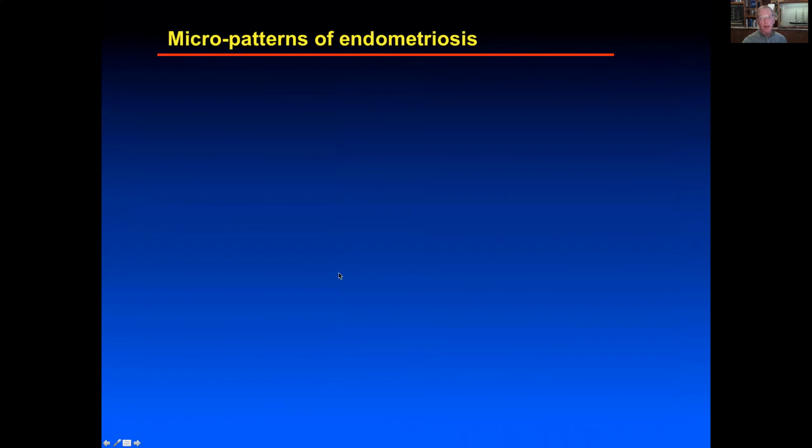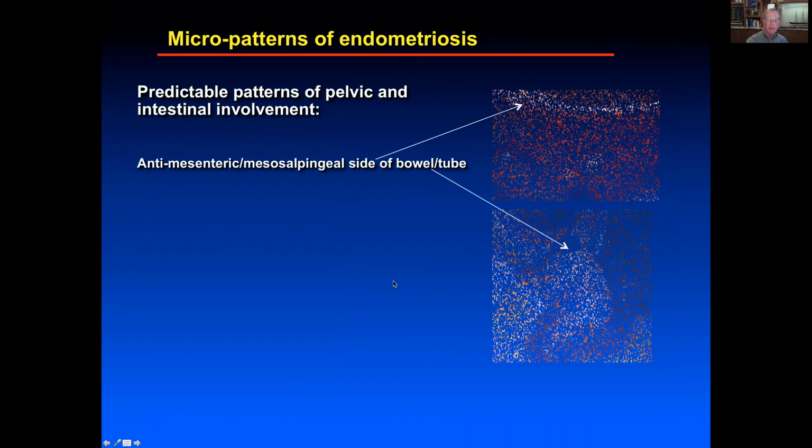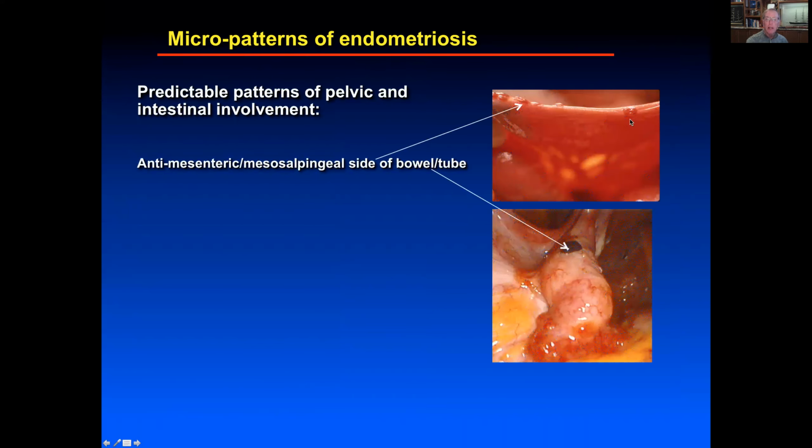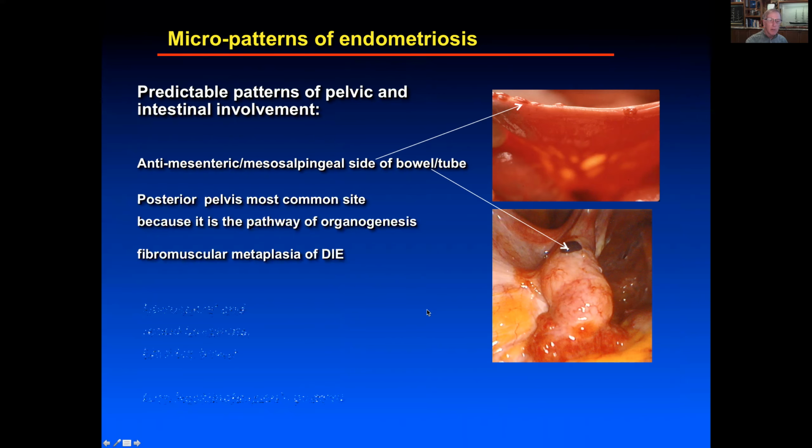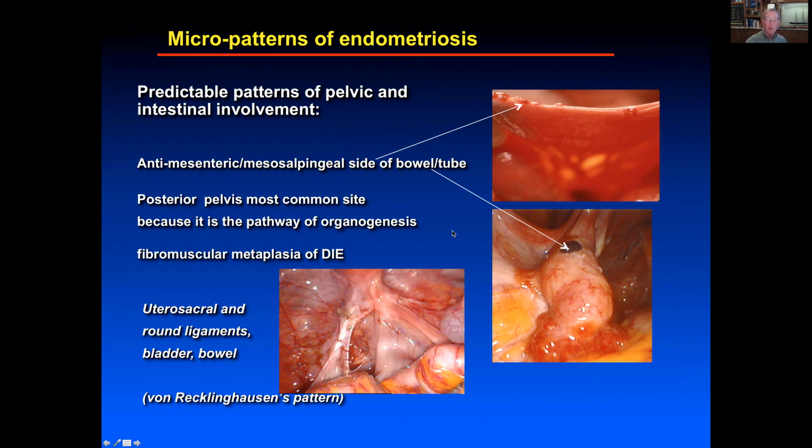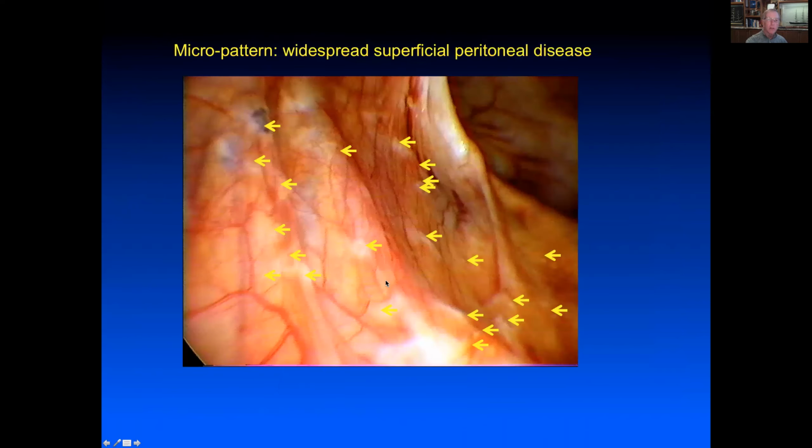There are micro patterns of endometriosis. There are predictable patterns of pelvic and intestinal endometriosis where it can occur on the anti-mesenteric and anti-mesosalpingeal surface of the ileum and the bowel and the tube. The posterior pelvis is the most common site because it's in the pathway of organogenesis. And again, von Recklinghausen's pattern in uterosacral ligaments and other muscular tissue.